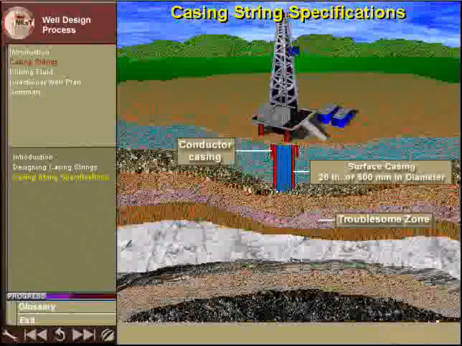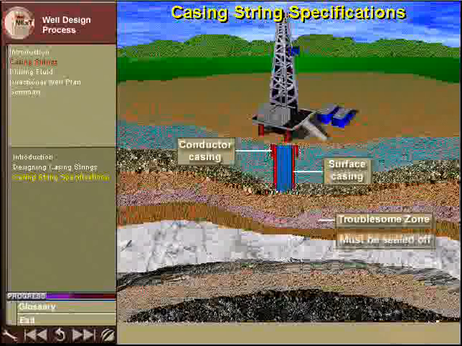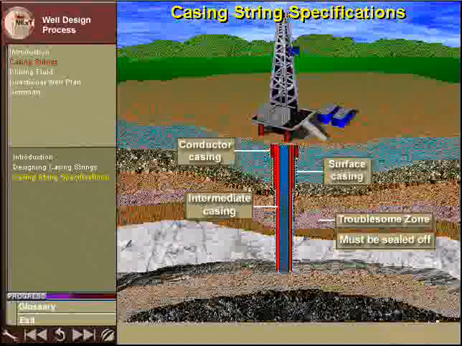Deeper formations can sometimes be troublesome. They can collapse into the wellbore. Drilling fluids can flow into them, resulting in lost circulation, or fluids can flow from them into the wellbore. Once drilled, they need to be sealed off to prevent problems in drilling the deeper portions of the well. Intermediate casing seals off troublesome zones. Intermediate casing is typically about 14 inches or 350 millimeters in diameter. Sometimes, deep wells require more than one intermediate casing string.